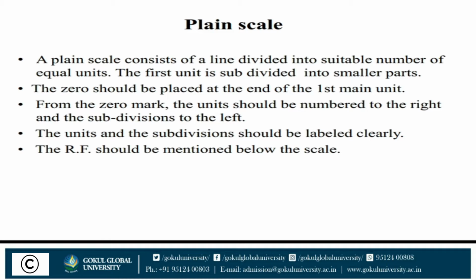A plane scale consists of a line divided into a suitable number of equal units. The first unit is divided into smaller parts. The zero should be placed at the end of the first main part. From the 0 mark, the units should be numbered to the right and subdivisions to the left. The units and subdivisions should be labeled clearly. The RF should be mentioned below the scale.